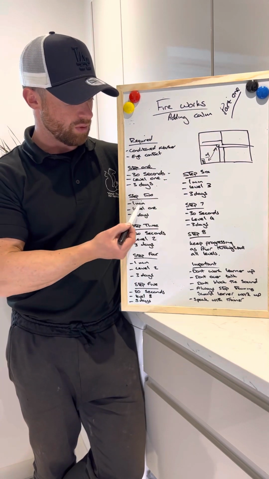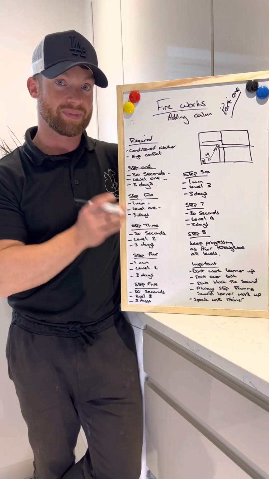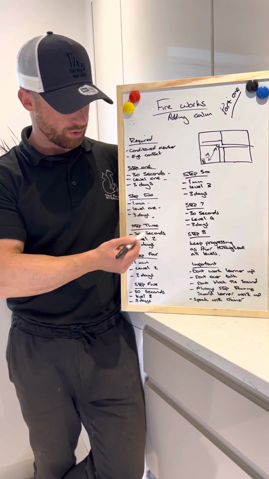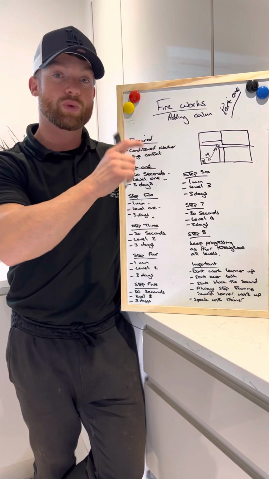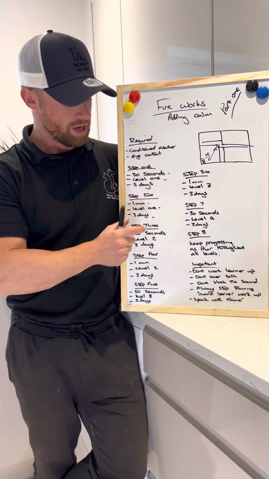So for the next 3 days, I want the sound to play for 1 minute, and it's still on level 1. As long as our learner's happy with this, after 3 days, we are going to move on to step 3. Now, this is where we start to up the sound, okay? We've been training this 6 days, okay?